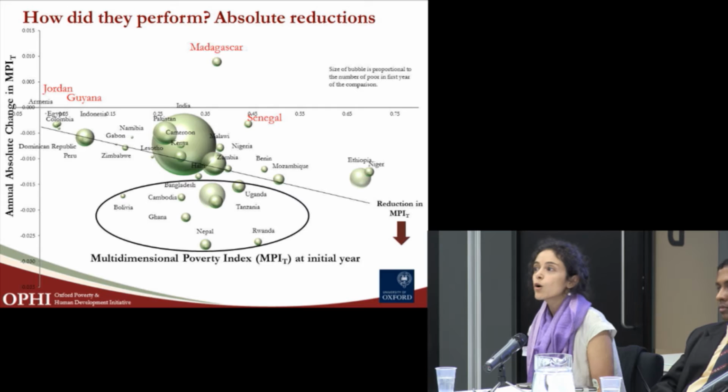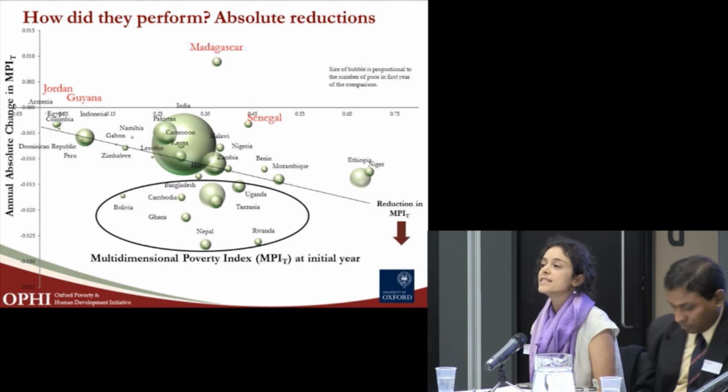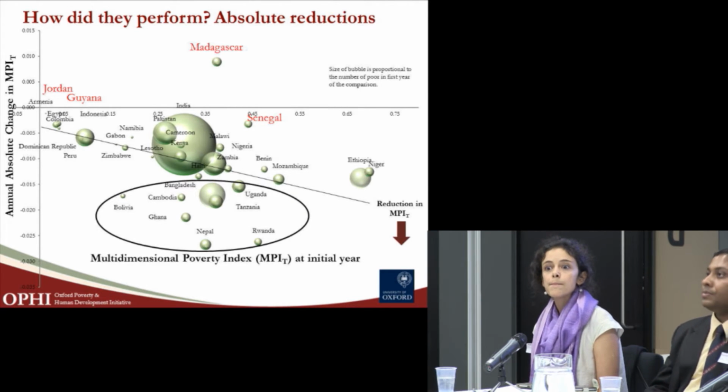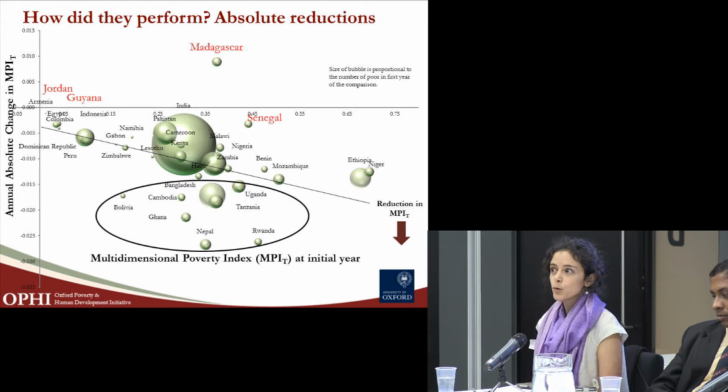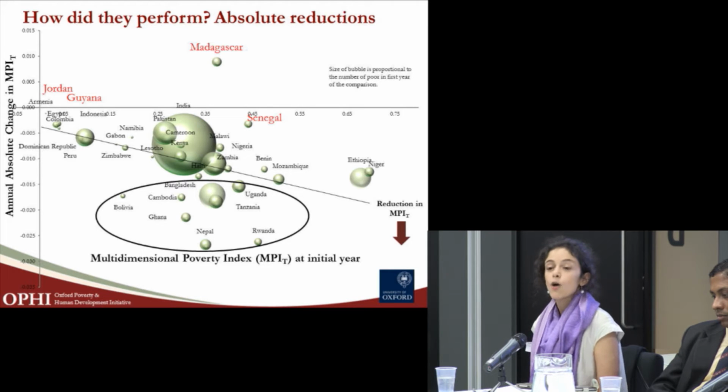Actually, these are what we call the star performers. You can see Nepal was the one that reduced MPI most per year, followed by Rwanda and Ghana. With the exception of Bolivia and Ghana, all these countries are low-income countries and less developed countries.